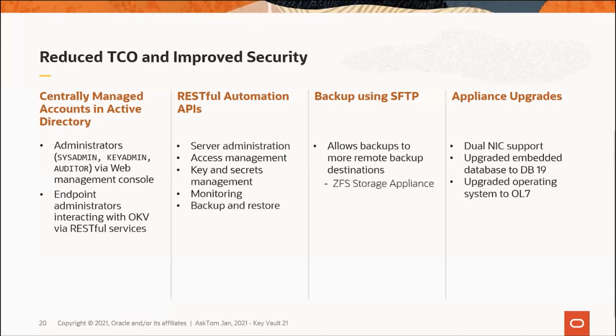We upgraded the appliance. We upgraded to database 19 from 18. We upgraded from Oracle Linux 6 to Linux 7. And we also allow you to put in 2 network cards, both with the same IP address. They are in active passive mode. If the active network card retires from service, then the other network card will take over. So that's another aspect of us trying to make the system as highly available as we can.